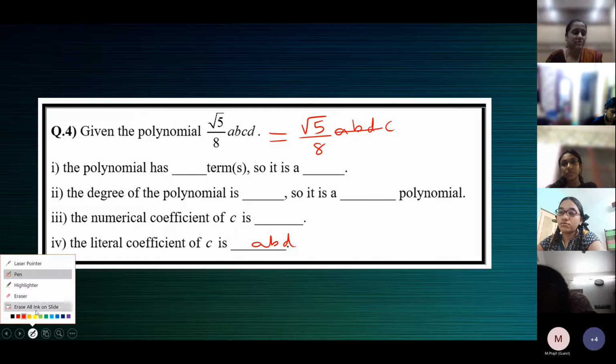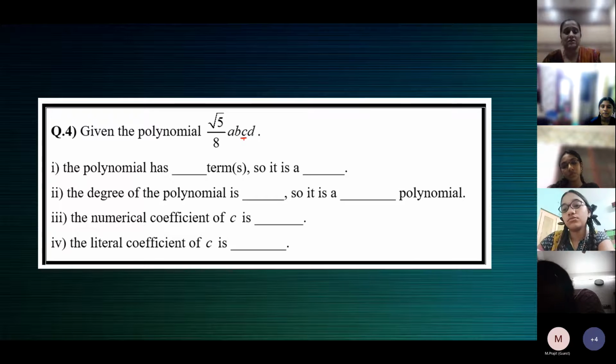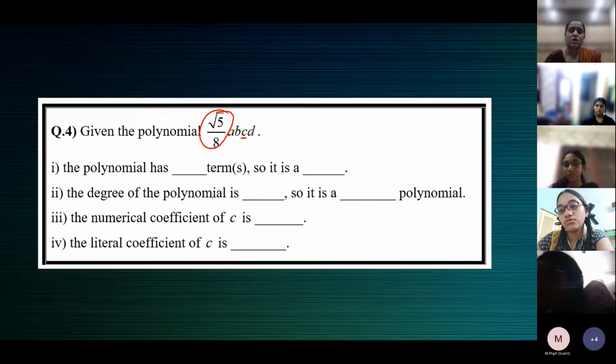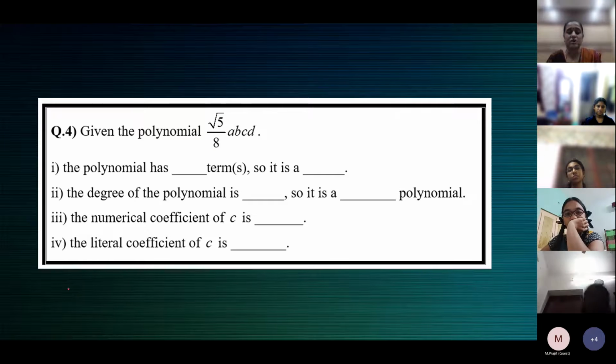For C, if you're asked the numerical coefficient, this is the number. This is the only numerical coefficient for A, B, C, and D, because this is the only number. The literal coefficient means letter, not the number, only letters. For C, take away C, and all the others, A, B, D, are the literal coefficient.